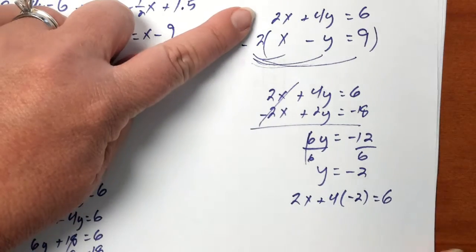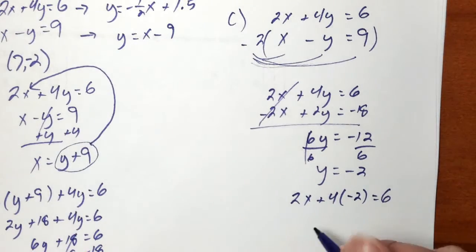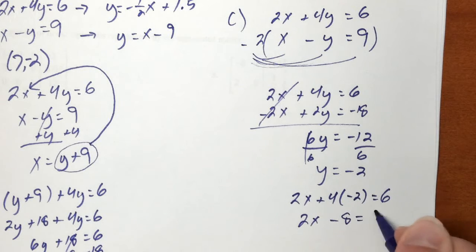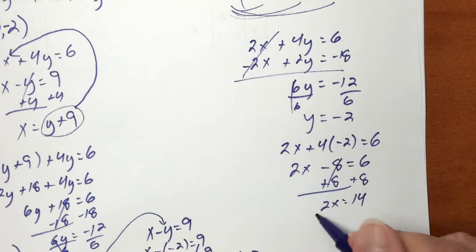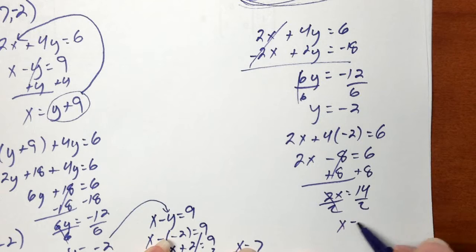See, I rewrote the 2x plus 4y equals 6, but I put negative 2 for y. So 2x minus 8 is 6. Add 8 to both sides. 2x is 14. Divide both sides by 2, and x is 7.